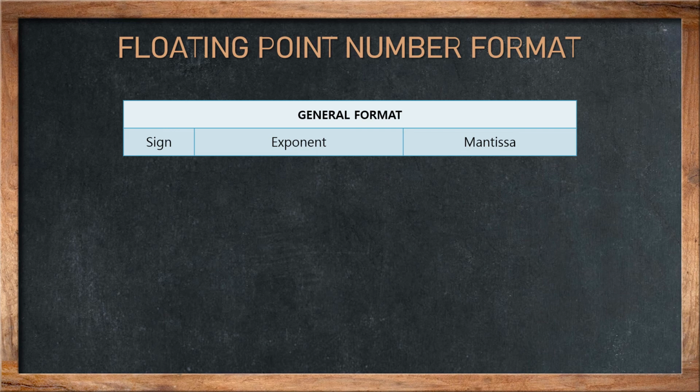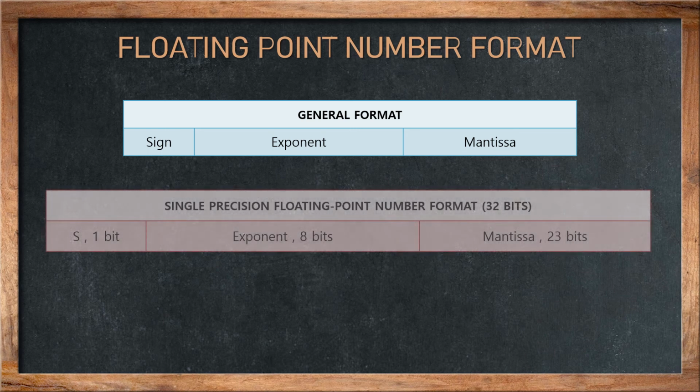This is the standard format. In the first section it will store the sign, in the second section it will store the exponent, and in the last section it will store the mantissa, and after that it will work on that number. In this lecture we are going to learn about the single precision floating point number format, that is the 32 bit. A 32 bit we call single precision. If it's 64 bit we call it double precision, and if it's 16 bit we call it half precision.